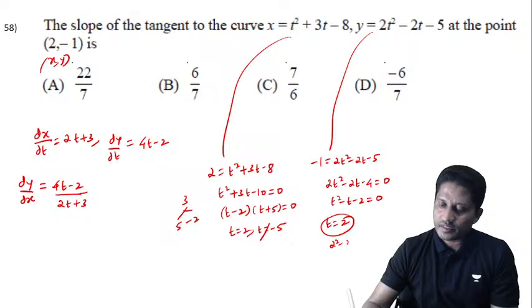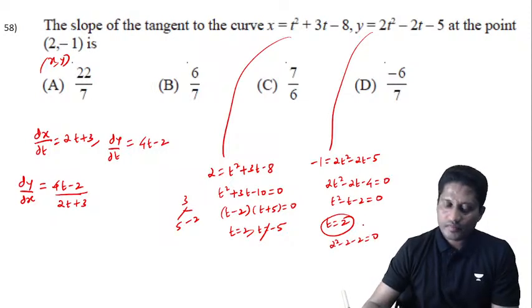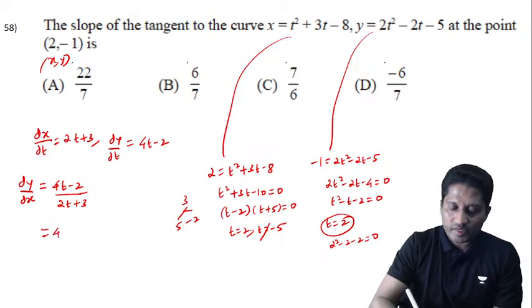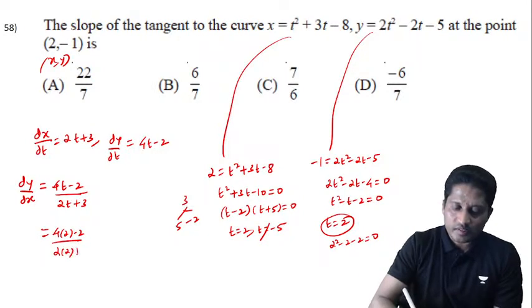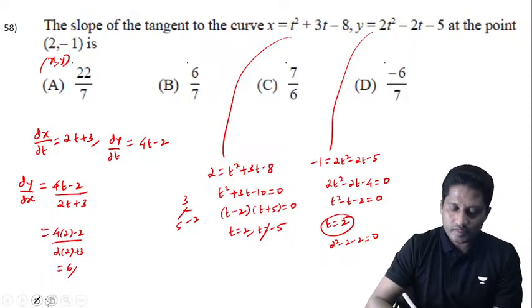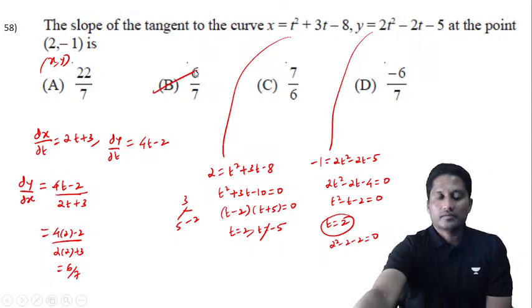You get 2 square minus 2 equal to 0. T is equal to 2, that is you get 4 into 2 minus 2 divided by 2 into 2 plus 3. This is 6 by 7. Right, answer is option B.